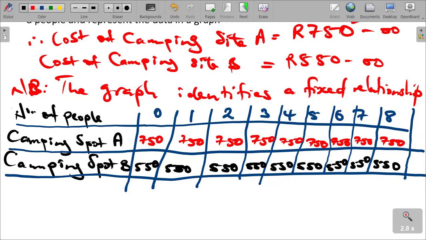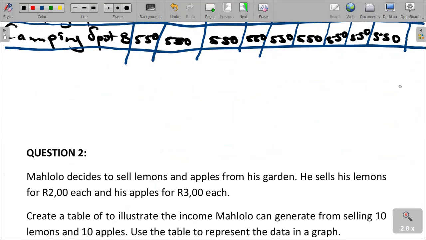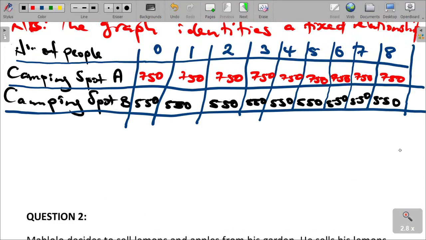So this is the first thing. Our table is drawn. We are saying 550, 550, 550, 750 to the end. Even if there are 7 or 8 people, the price for each of the camping sites is the same. So what is next now is to draw the graph, which is supposed to show the cost of different camping sites.